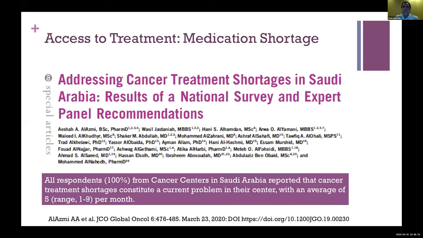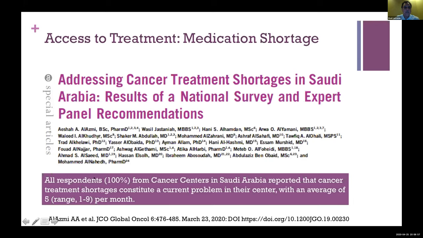So to address chemotherapy shortages in Saudi Arabia, we conducted a survey and a workshop last year as part of the annual patient safety forum conducted by our institution. And this was led by a talented clinical pharmacist in our hospital, Dr. Aisha Al-Azmi, and what we did is that we sent surveys to physicians and healthcare providers in the region to ask about cancer treatment shortages in different centers.